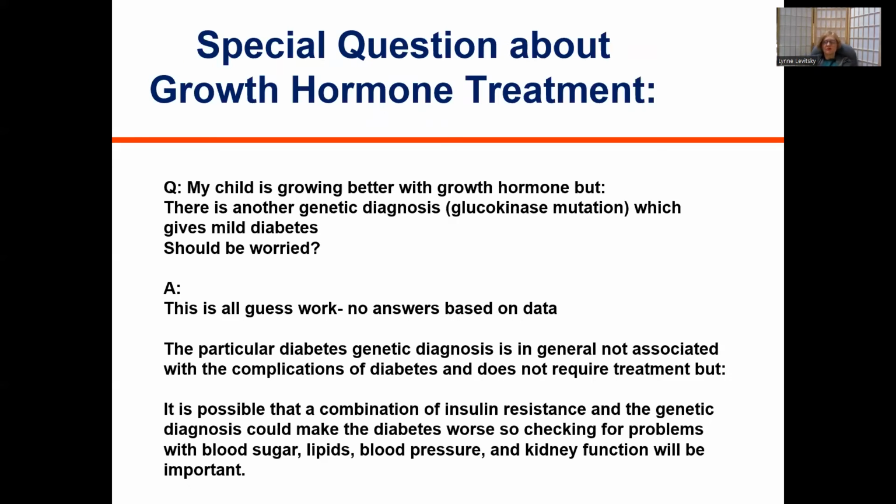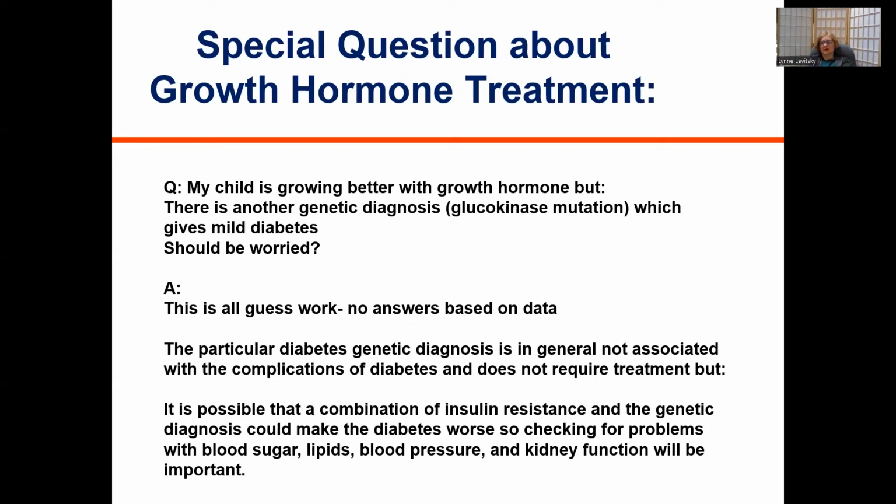So here's a special question that one of the parents sent in about their child. My child is growing better with growth hormone, but there's another genetic diagnosis, a glucokinase mutation, which gives mild diabetes. Should I be worried? So this is a child who has two very rare genetic conditions. One is Myhre syndrome, which, as you know, is exceedingly rare. And the other is a mild problem with an enzyme called glucokinase, which is the sensor for sugar in the beta cell.